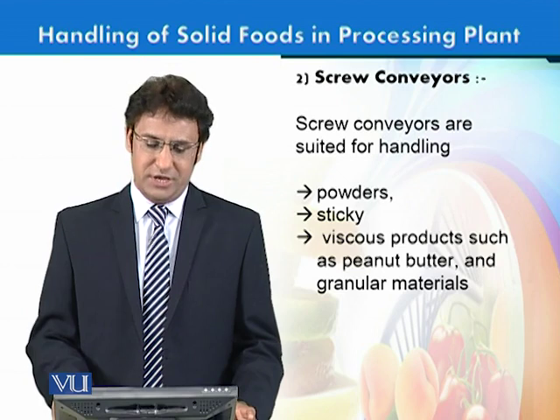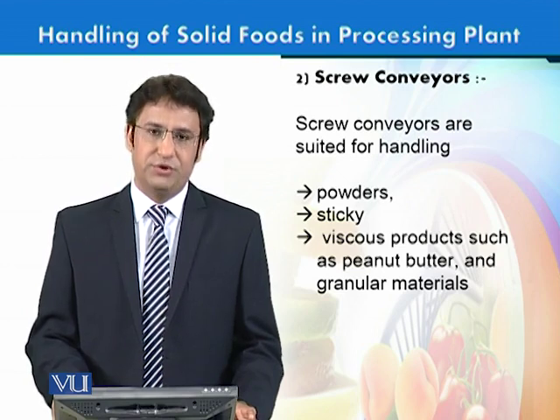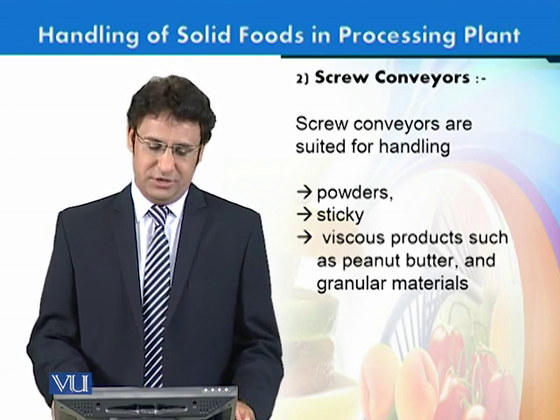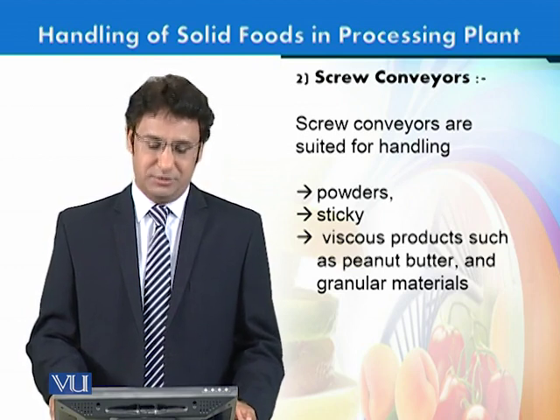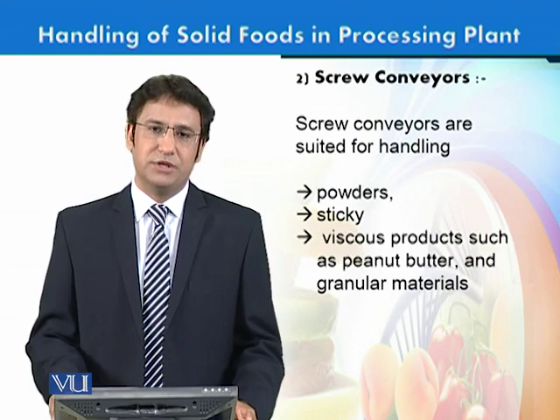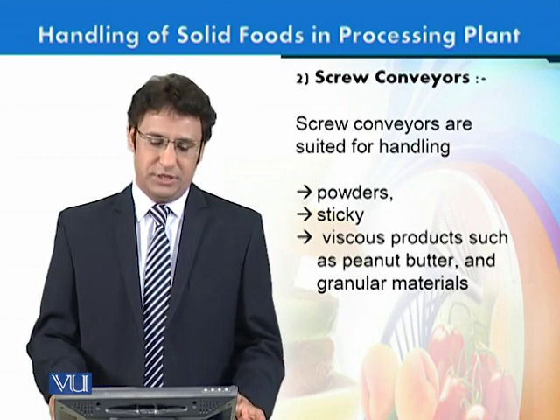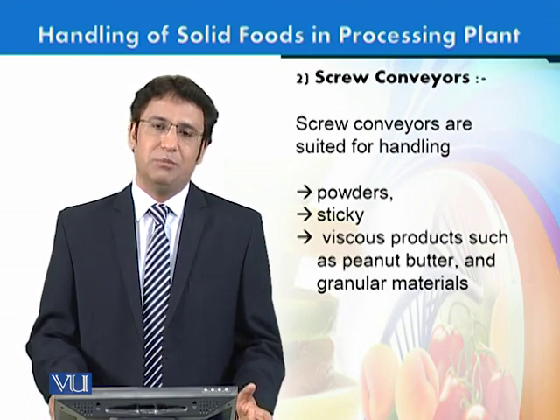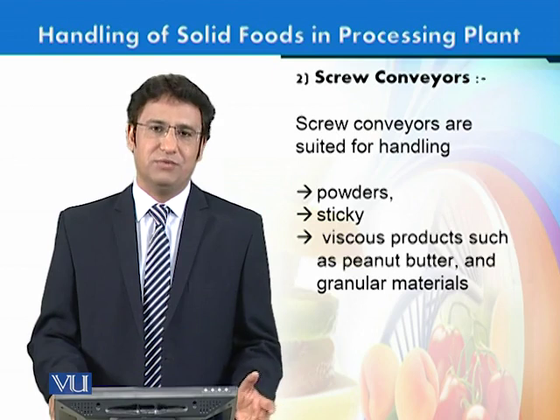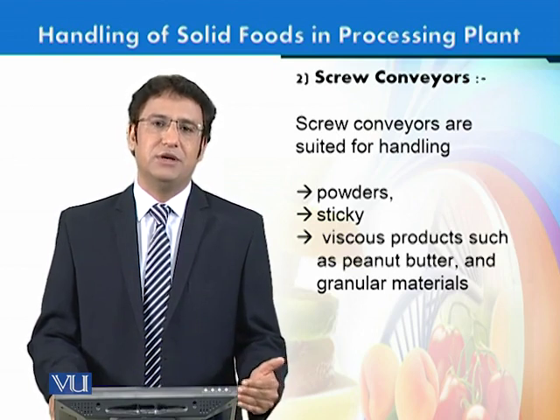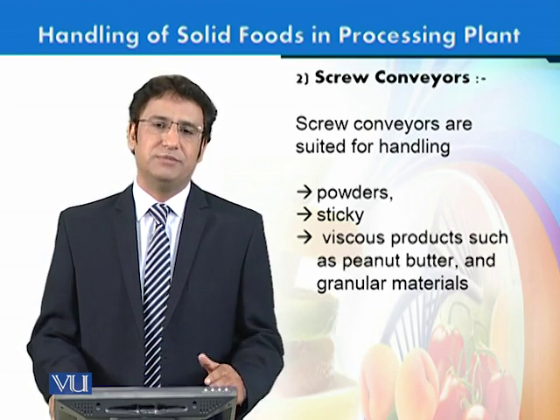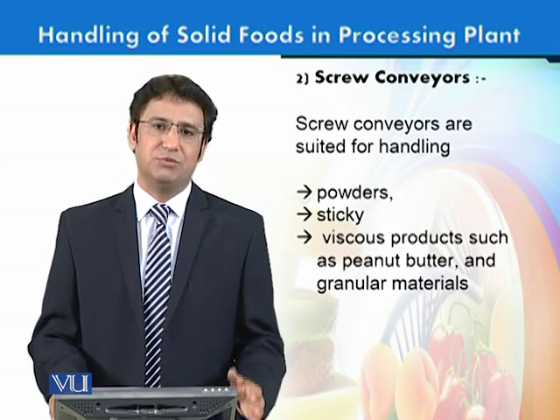Screw conveyors are suited for handling powders or sticky and viscous products. For example, peanut butter and granular material are more suitable to be transported through a screw conveyor rather than a belt conveyor, as belt conveyors are very open, so there are more chances of these things getting out of the main vessel in which they have to be transported.